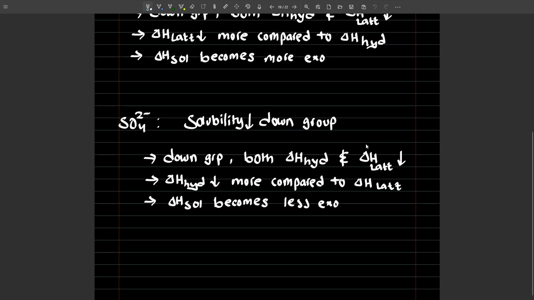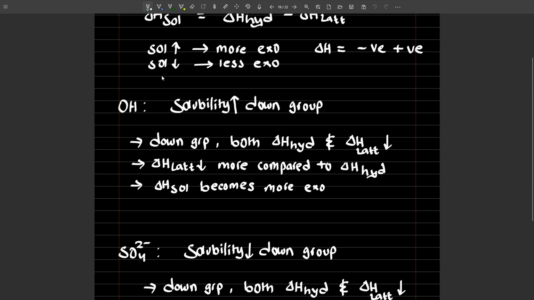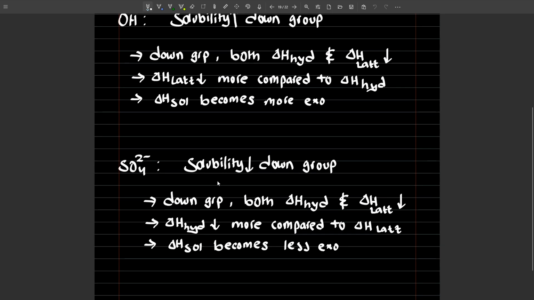And we're doing the same thing for sulfates as well. The solubility of sulfates is going to decrease down the group. And as we go down the group, the enthalpy change of hydration and lattice energy both decrease. However, the enthalpy change of hydration is going to decrease more compared to the lattice energy. So if you look back over here, this lattice energy is going to decrease less, and this enthalpy change of hydration is going to decrease more. So the entire answer is going to be less exothermic. That means it is going to be less soluble. So enthalpy change of solution becomes less exothermic and the solubility decreases down the group.